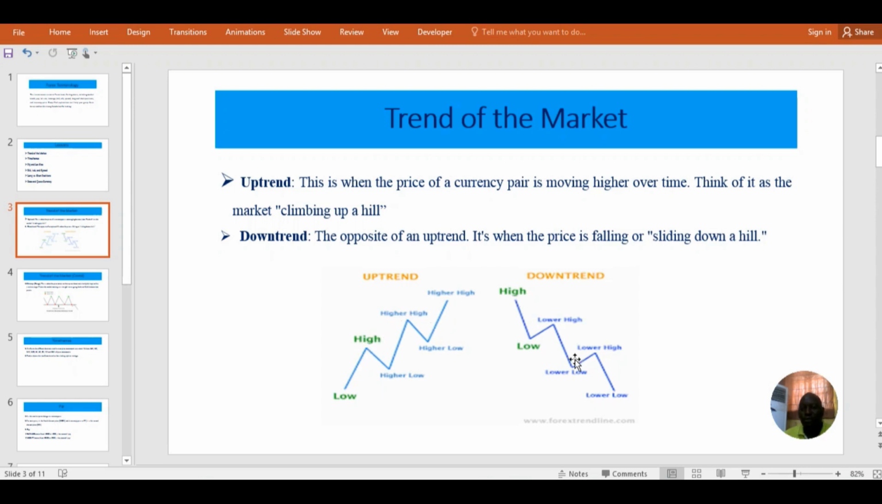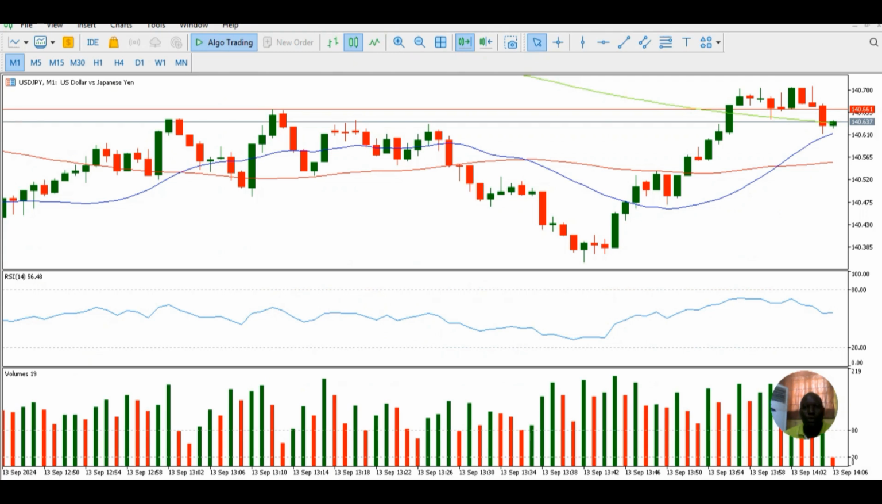And if it's on the downtrend, it means it's going to form what we call a lower low and a lower high. The previous low is much higher than the new low. If you look at this previous low, this is a new low, this is lower than it. I'm going to quickly show that to you on the chart right now.